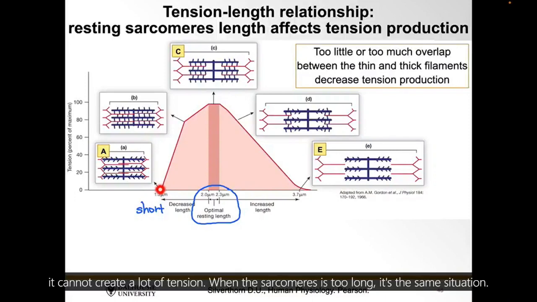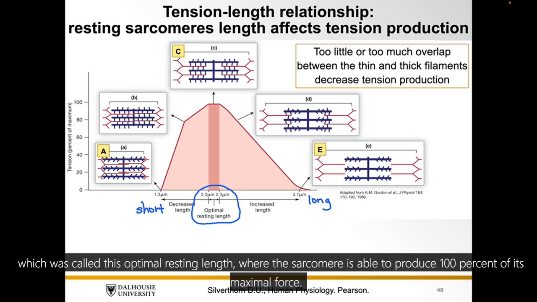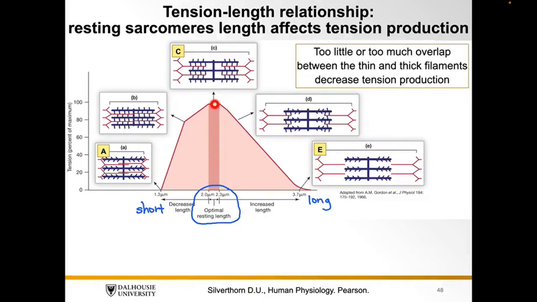it cannot create a lot of tension. When the sarcomere is too long, it's the same situation. It cannot create a lot of tension either. But there is a sweet spot between short and long, which is called the optimal resting length, where the sarcomere is able to produce 100% of its maximal force.